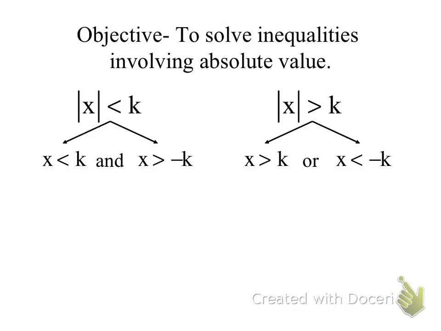Now what you're going to notice, you guys, is that when the less than is touching the absolute value, it's going to be an and statement. So you will notice that when this less than is touching the absolute value, it is an and statement. And when the greater than is touching the absolute value, it will always, always, always be an or statement. Okay?